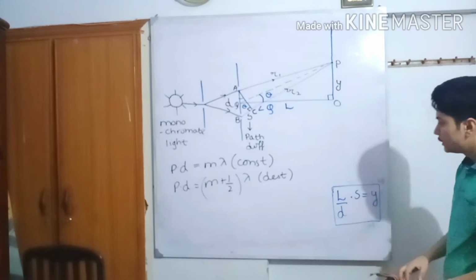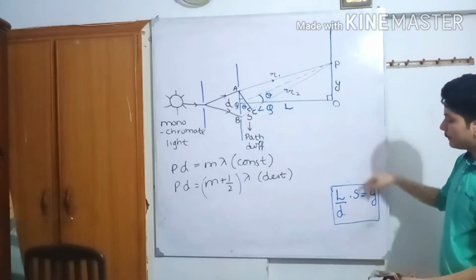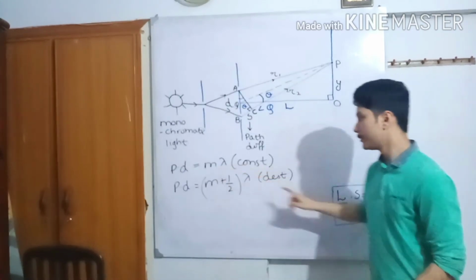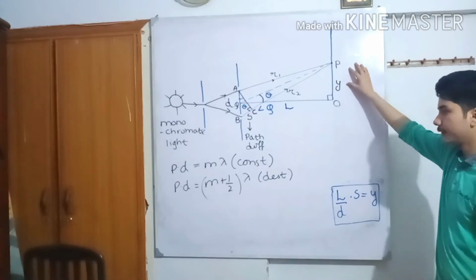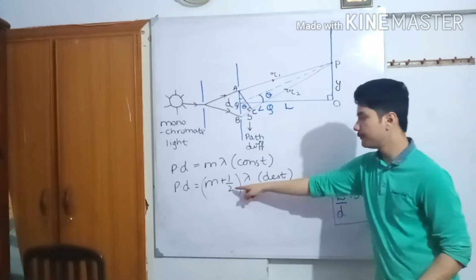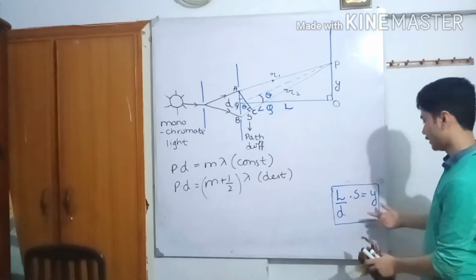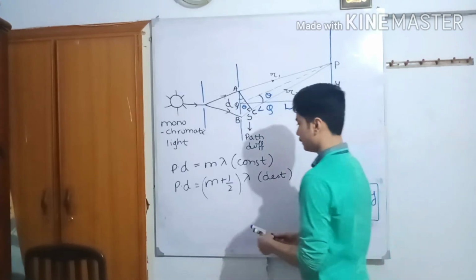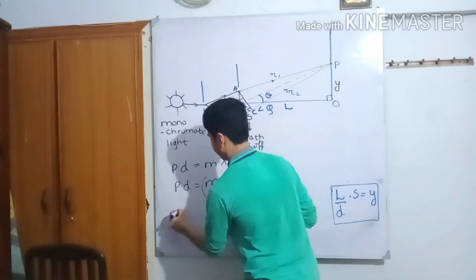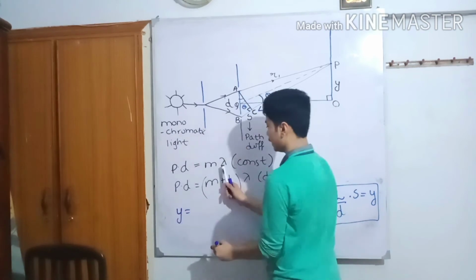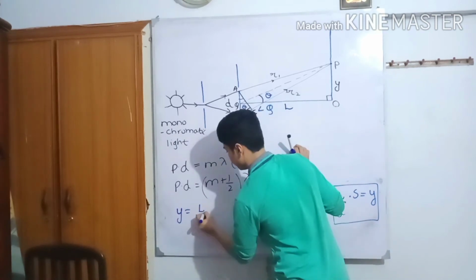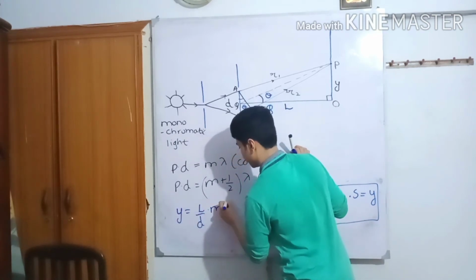So the path difference is S. If I put m lambda instead of S, we will obtain a bright fringe, and when I put m plus half times lambda instead of S, we will obtain a dark fringe. So let's put these values. y is equal to, putting m lambda instead of S, L upon D times m lambda.